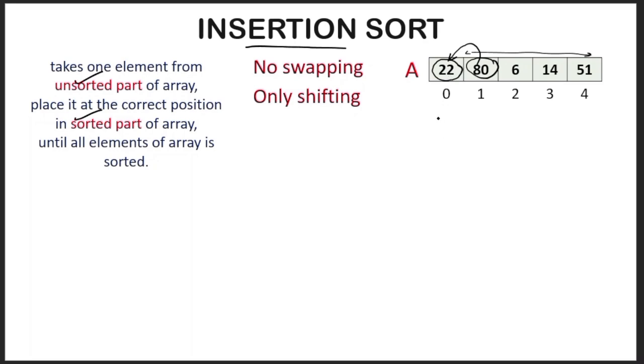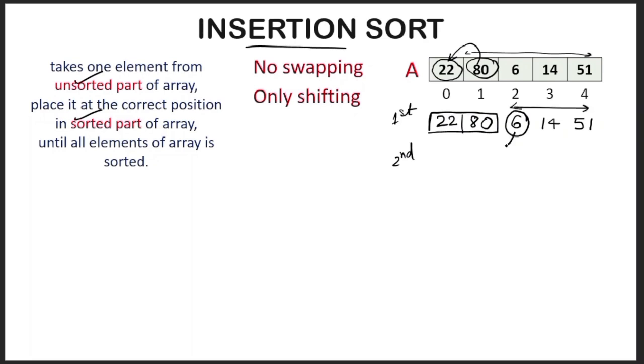After the first pass of the insertion sort, the elements of the sorted part are 22 and 80, and in the unsorted part of the array we have 6, 14 and 51. Now in the second pass we take the first element of the unsorted part of the array.